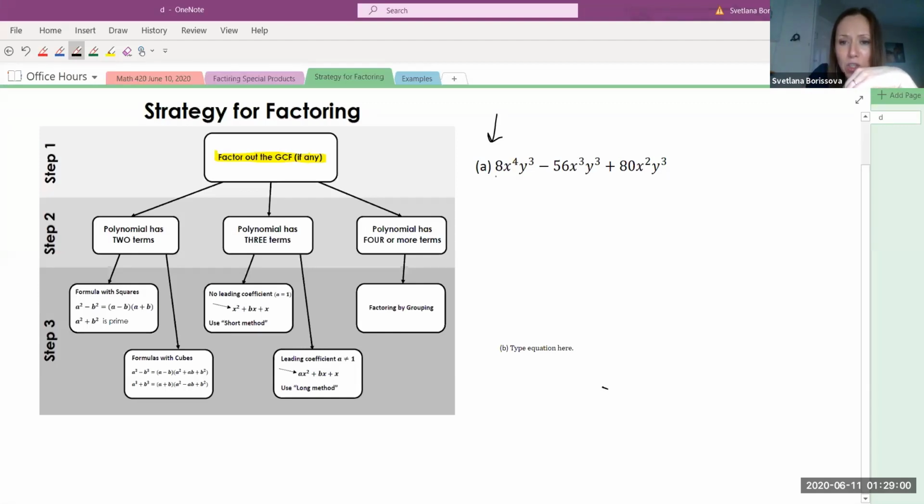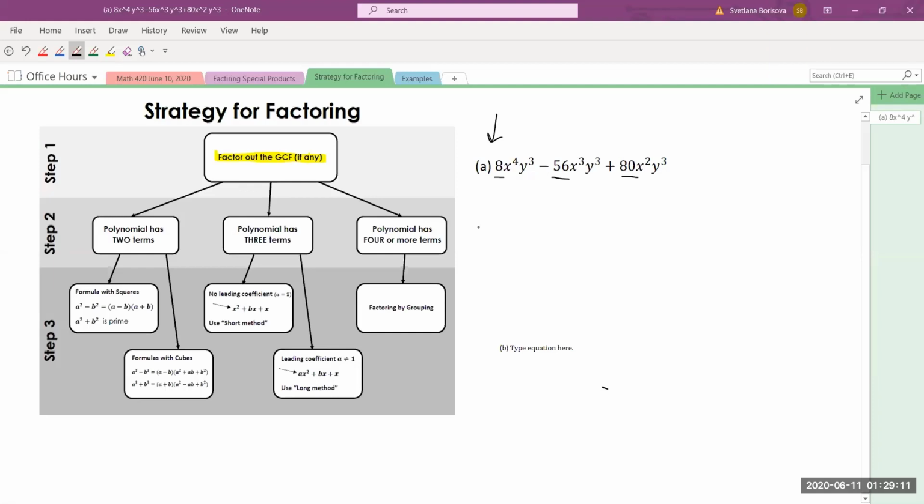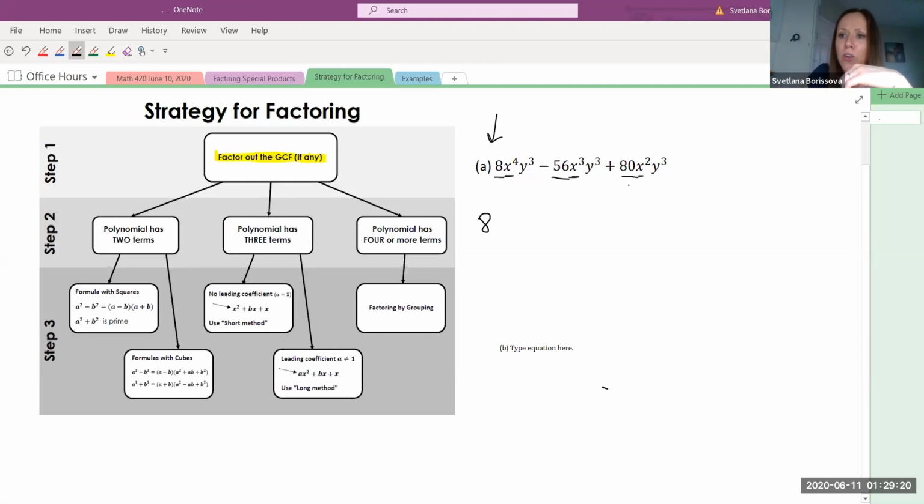Let's start with numbers. So we have 8, we have 56, we have 80. What is the highest number that divides 8, 56, and 80? 8. That's right. So that's going to be part of the GCF. Now, they all have x, right? I make sure that all of them, not just 2 out of 3, not just 1, but all of them have the same variable. They all have x. It means that the GCF will have x. And here I have to find the lowest power of x. So it's power 4 in the first term, power 3 in the second, and power 2 in the third. So it looks like 2 is the lowest power, right? So the GCF will have x to the second power.